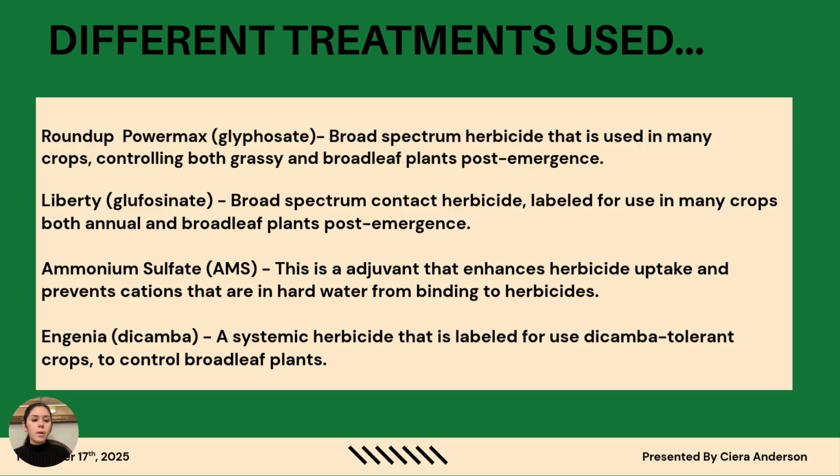Ammonium sulfate or AMS is an adjuvant that enhances herbicide uptake in the plants. So it prevents cations from binding in hard water settings and just increases overall effectiveness. Engenia or dicamba is a systemic herbicide that is labeled for use in dicamba tolerant crops, and it is used to control broadleaf plants. So for systemic, as long as the roots uptake the herbicide, it'll be effective in that plant.